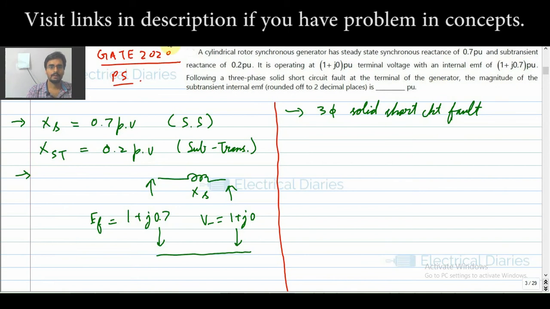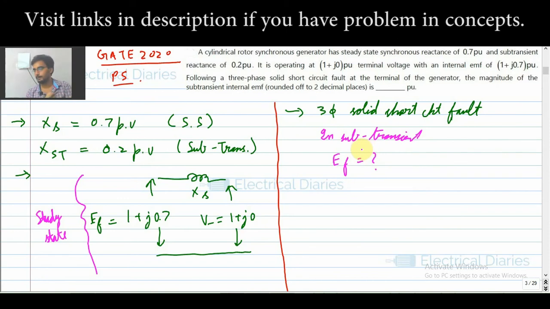Now we have to read the question carefully. He is saying that it is operating, so that means these are the steady state values of your EF and VT. Now he is asking, if the short circuit fault occurs in the sub-transient region, the magnitude of the sub-transient internal EMF. So you have to find the EF in the sub-transient region.